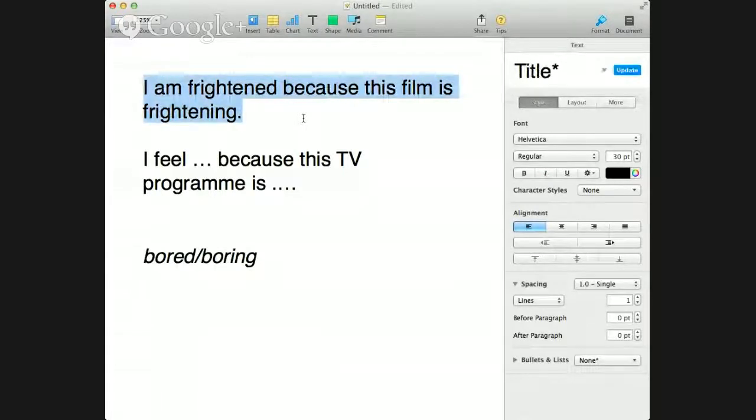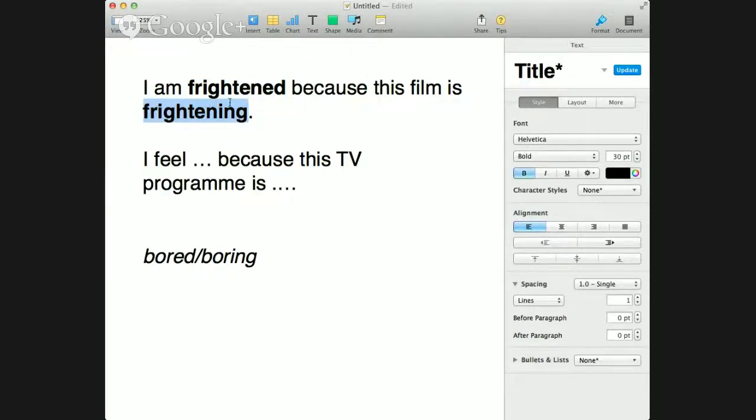Excellent. If you could read this one, please. I am frightened because this film is frightening. Good. Alright, so what we have here is the adjective. Now, this has two forms. You can say frightened or frightening. And there are lots of adjectives that work like this in English. Another one of them is this, bored or boring. What we're going to do is work out what the difference is between them so that we know when to use which one.